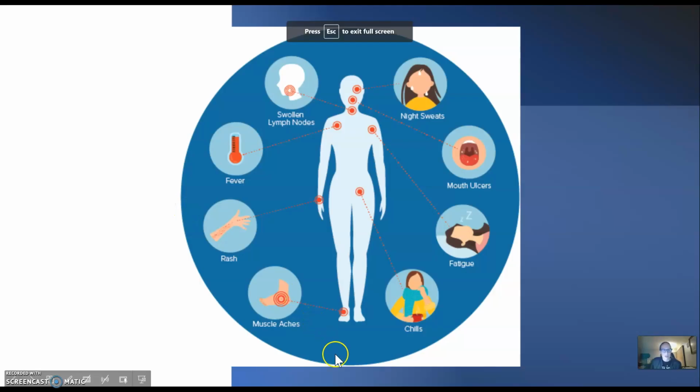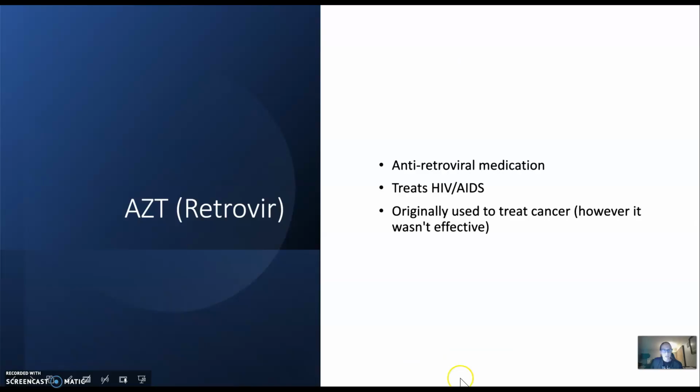This slide is just some symptoms I showed that can go along with HIV: swollen lymph nodes, fever, night sweats, mouth ulcers, fatigue, chills, muscle aches, and rash. Then we'll go on to discuss the AZT or Retrovirus medication.